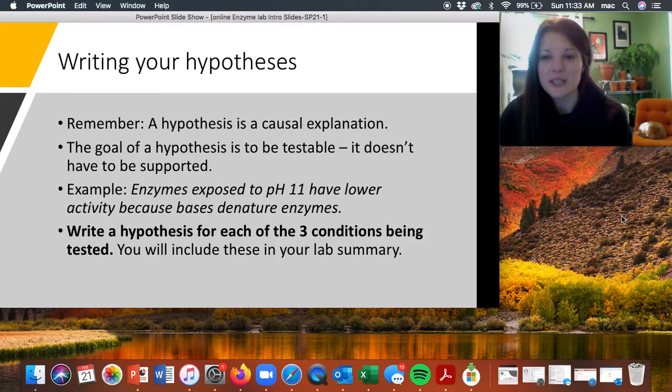A hypothesis needs a causal explanation. So keep that in mind, that you need to have that. But it just has to be testable. It doesn't have to be correct. If you don't know what salt's going to do to a potato, that's okay. Make an educated guess. What do you think salt does in general?